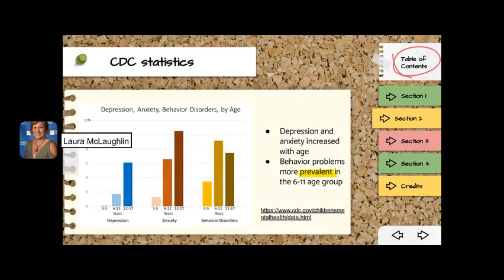Here's a chart from the CDC showing depression, anxiety, and behavior disorders by age. And as you can see from the chart, depression and anxiety increase with age, and behavior problems are more prevalent in the 6 to 11 age group.